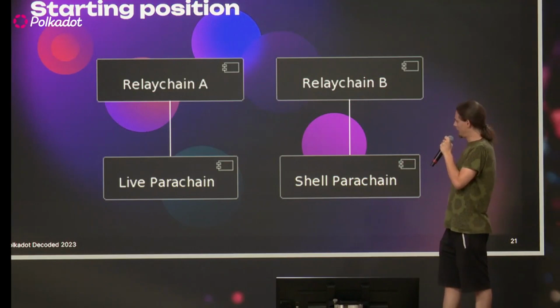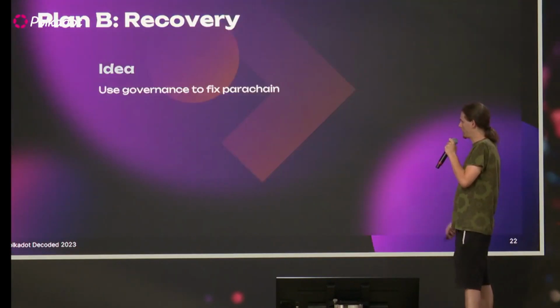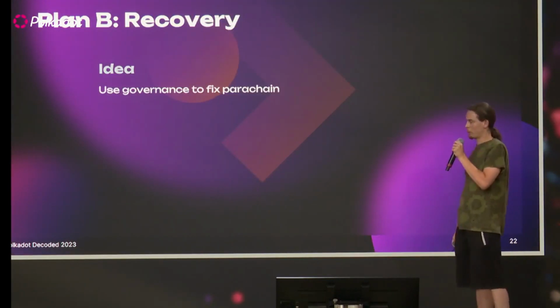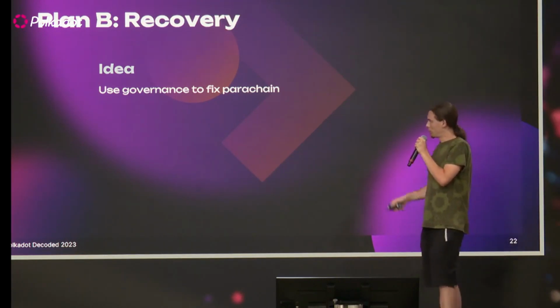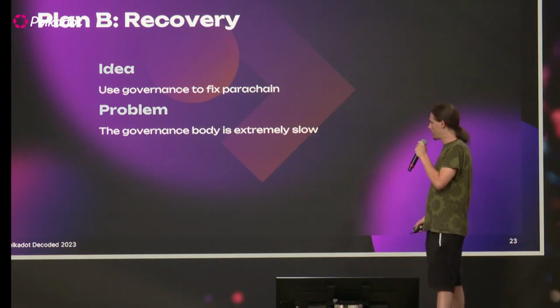Here we are again. We have nothing. We want to migrate. We just have one source parachain that we want to get to a target relay chain, from Kusama to Polkadot. So you could recover using governance. This is pretty slow. We don't want that.